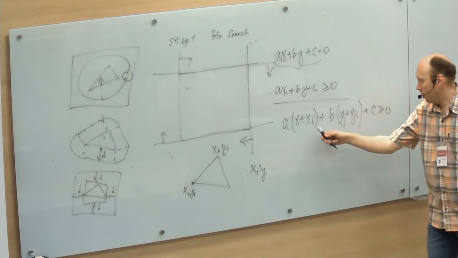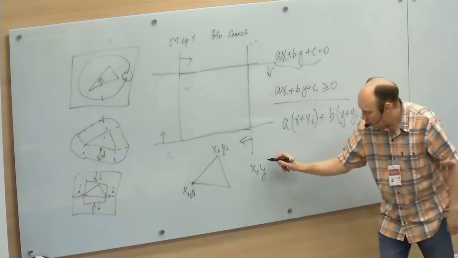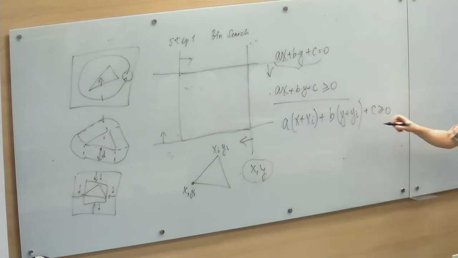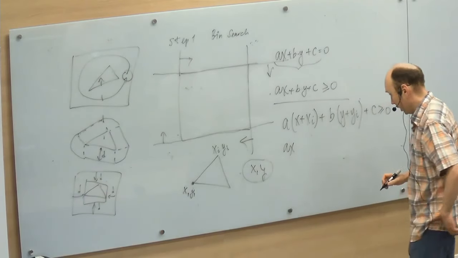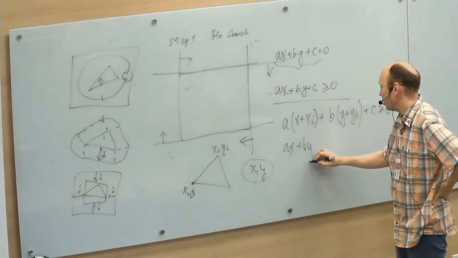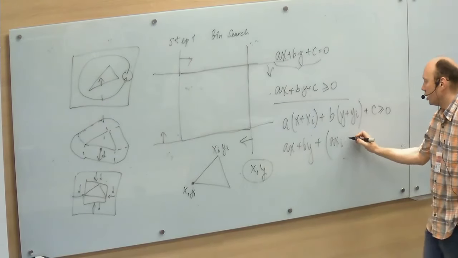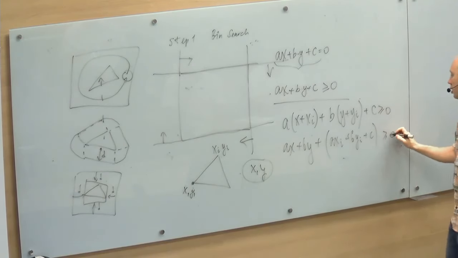So xi and yi are actually the coordinates of the vertices of the smaller polygon, and they are constants. We only need to find x and y. So we expand this and get the following: a times x plus b times y plus a times xi plus b times yi plus c is greater or equal to 0.